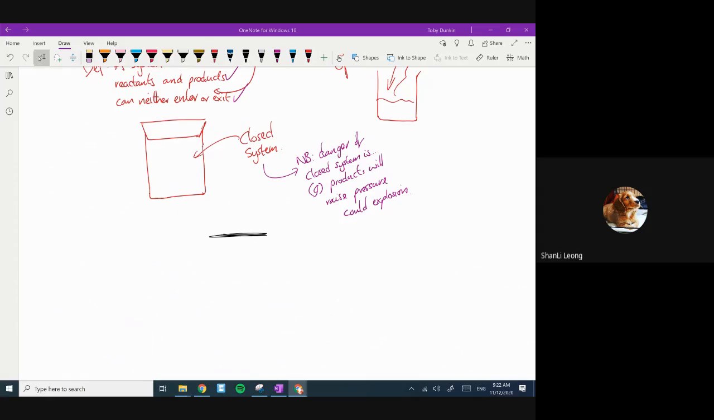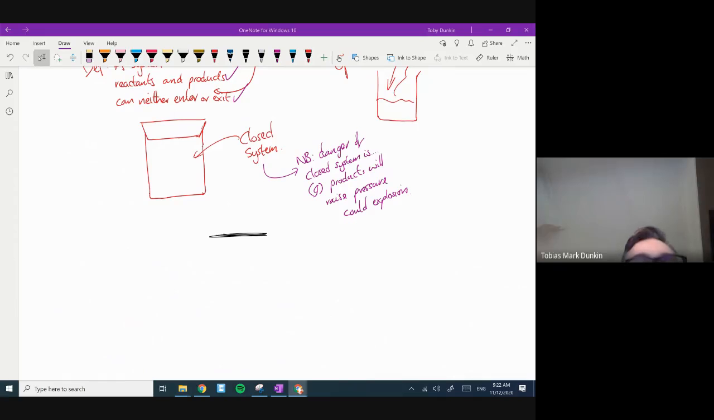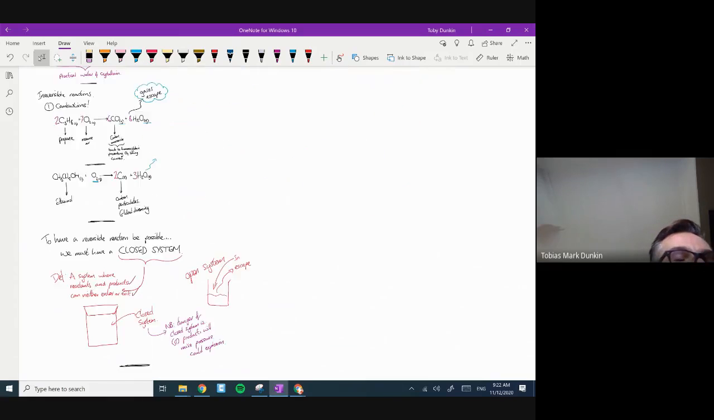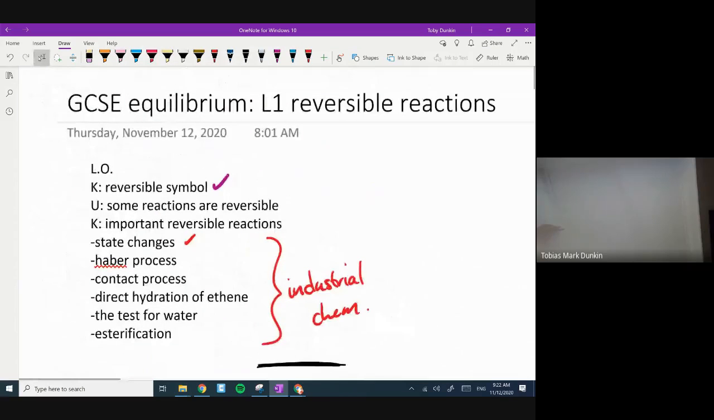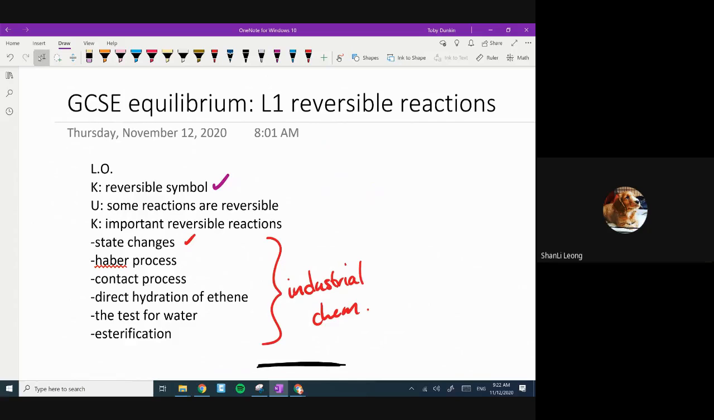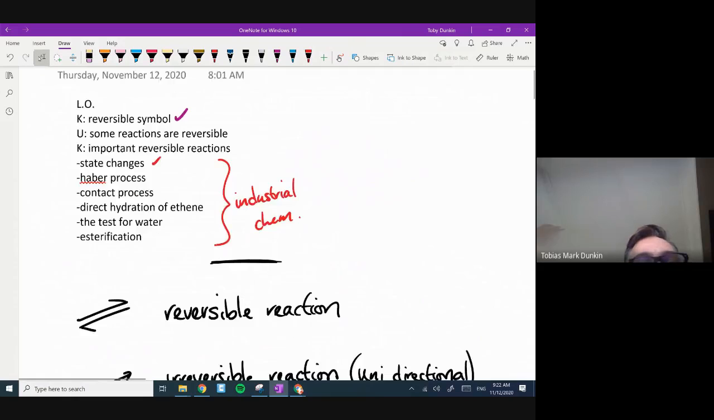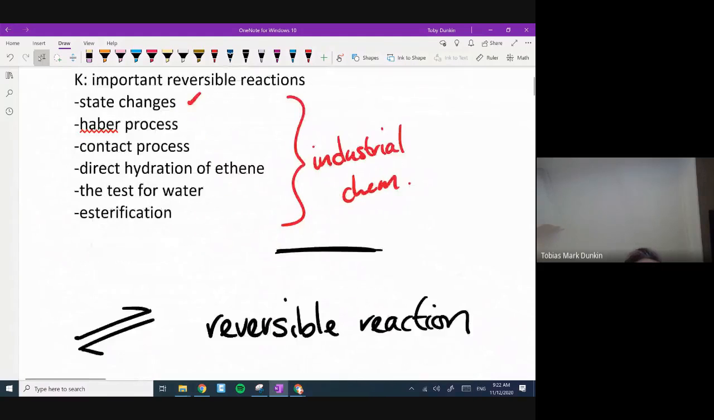Wait, Mr. Duncan. Yes? What other reversible reactions are there that we should know about? I've listed all the ones needed. These are all the ones that you need to know, Shan. State changes, Haber, contact, dioxide, hydration, test for water, esterification. You're done. That's all you need, and I'm going to go through those in a separate lesson.